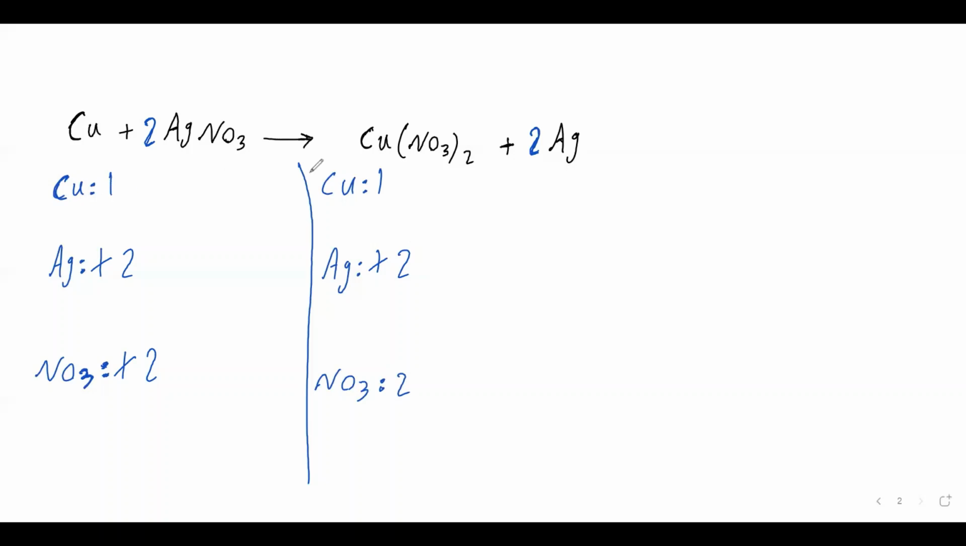Cu 1 on the left, 1 on the right. So that's balanced. Ag, I have 2 on the left. On the right side, I have 2 Ag as well. So that's balanced. NO3, I have 2 on the left side and I have 2 on the right side. So that's balanced as well. So now this chemical equation is balanced.